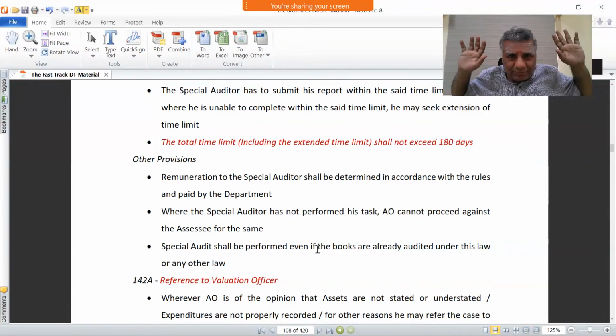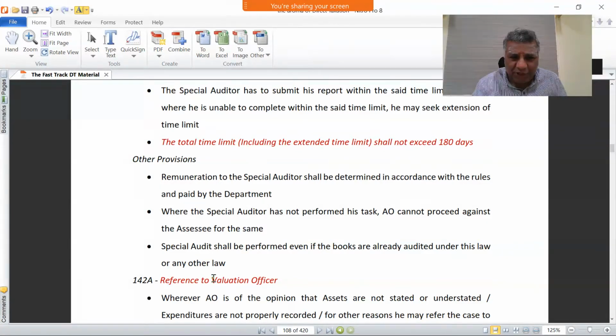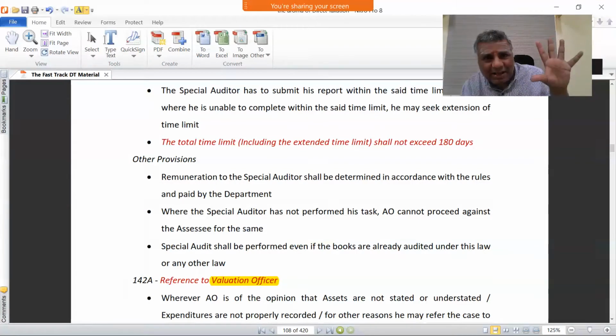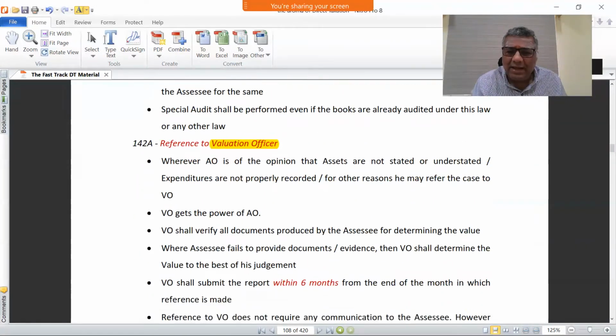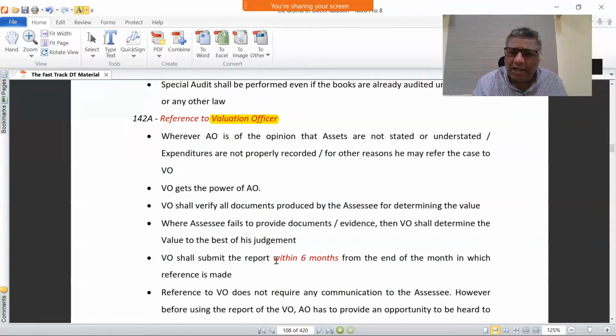Okay. The third external tool is the valuation officer coming into play. This is very useful, especially in search and seizure. In the normal scrutiny audit, this will not be a very big thing. But when you go for a search and seizure audit, because you have seized a lot of assets, a lot of jewelries, etc., the value has to be determined. Then the reference has to be made to the valuation officer.